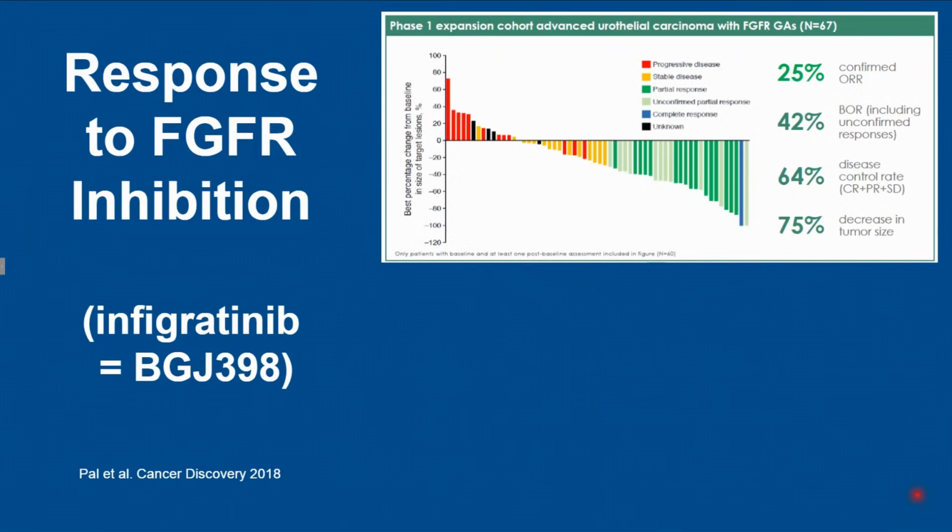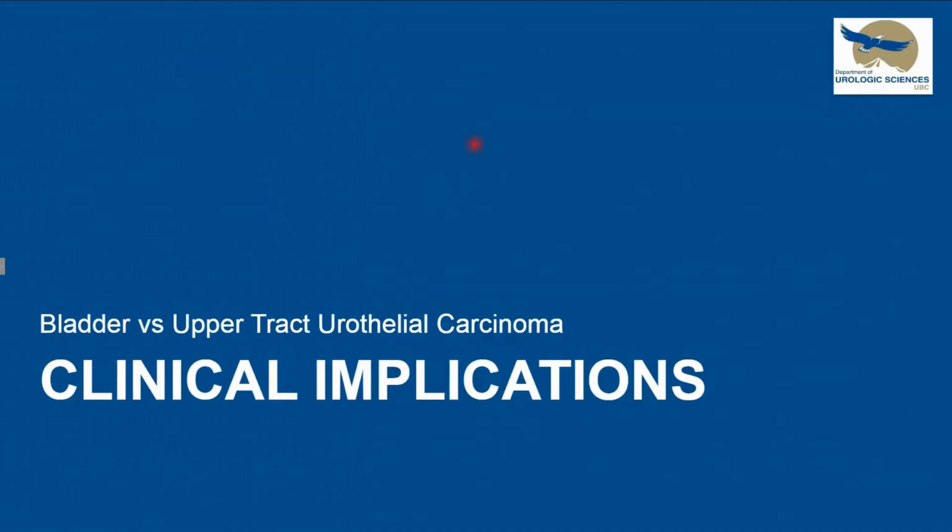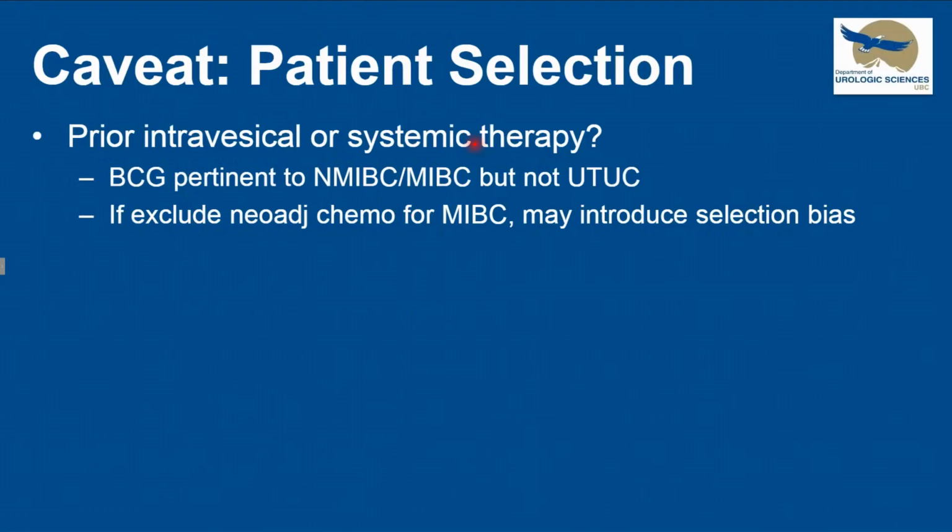FGFR3 inhibition has just been approved this year for bladder and upper tract disease in the metastatic setting. And it's interesting to pick out the upper tract tumors here. So these are 8 tumors out of a total of 67. And you can see that almost all patients responded or had stable disease. There's one complete response. And overall, if you look at these very small numbers, it looks more impressive than the bladder cohort overall. But I think we have to be very careful with small numbers before drawing any major conclusions here. So what are the clinical implications?